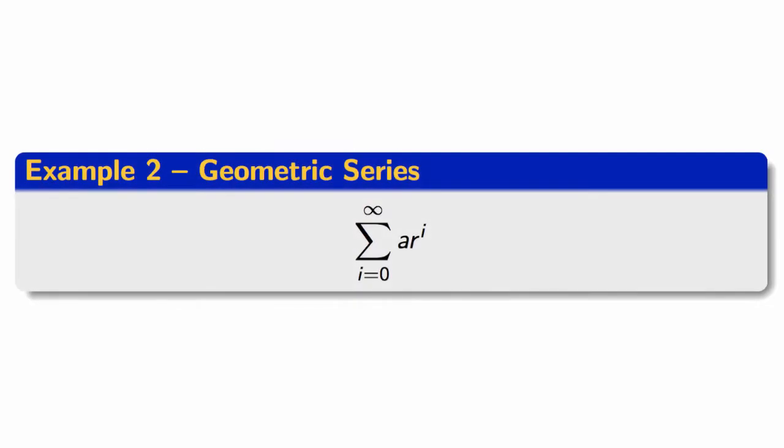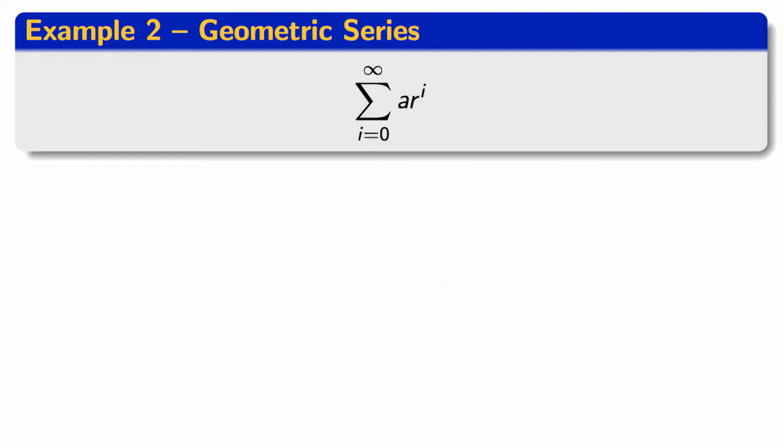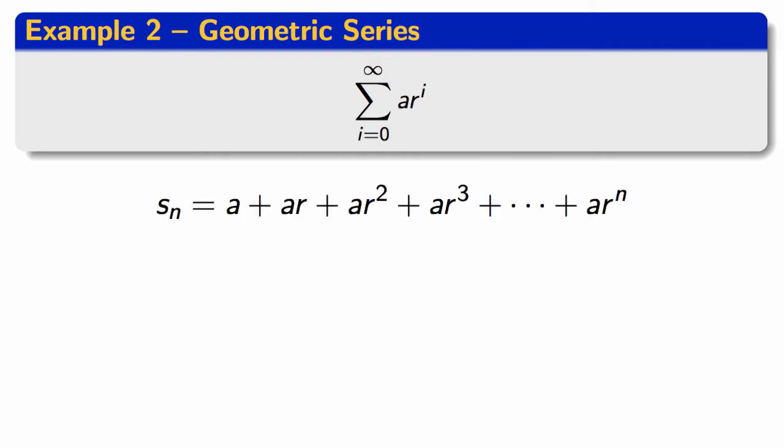Let's consider an important family of series, geometric series. A geometric series is obtained by summing the terms of a geometric sequence. Again, we must consider the nth partial sum, which we get by adding the first n terms together, and then we'll take the limit of this expression as n goes to infinity.